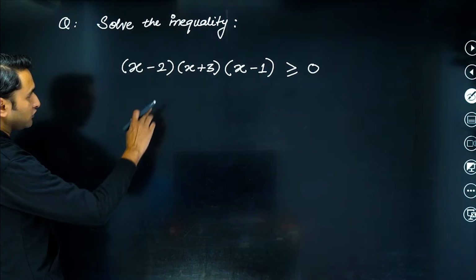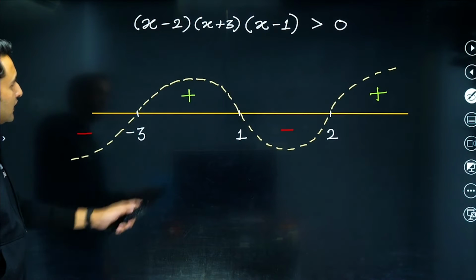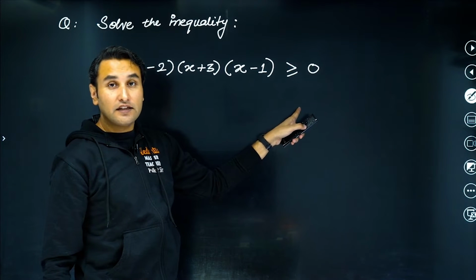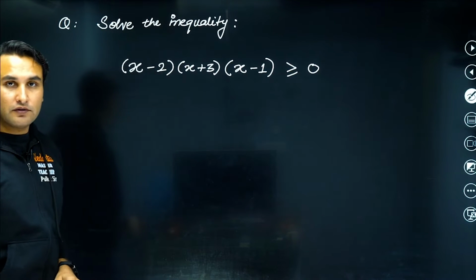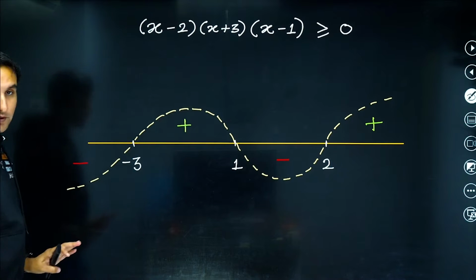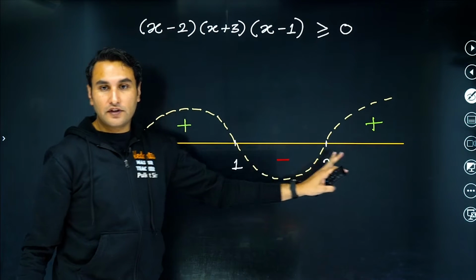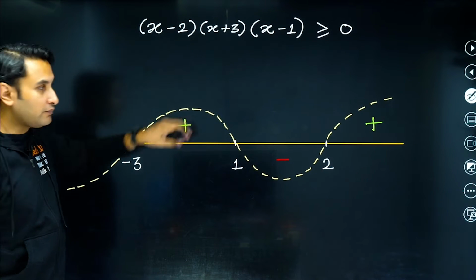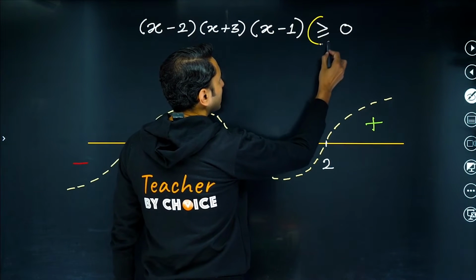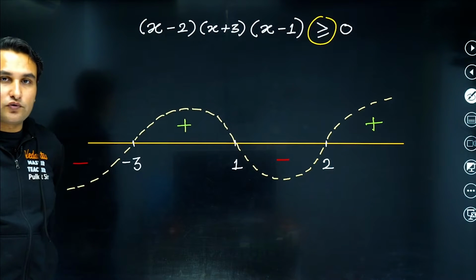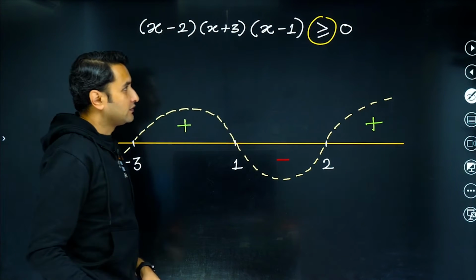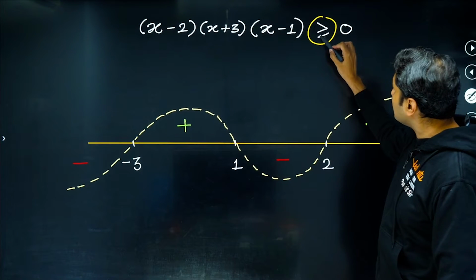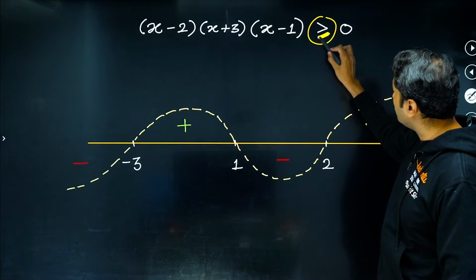But what if the question was this? What if the question was not greater than 0? What if the question was greater than equal to 0? What will happen? Let's do it. Exactly same wave. I've made the same wave for you. Question is the same. Only difference is it is greater than or equal to 0. Now what will happen? Listen to me very carefully. What will happen? When it is equal to 0 also.